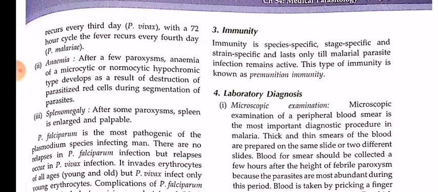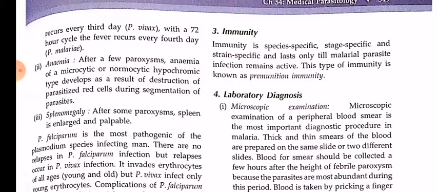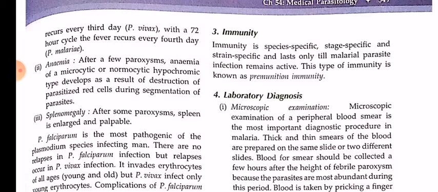Immunity. Immunity is species-specific, stage-specific, and strain-specific, and lasts only till malarial parasite infection remains active. This type of immunity is known as premunition.